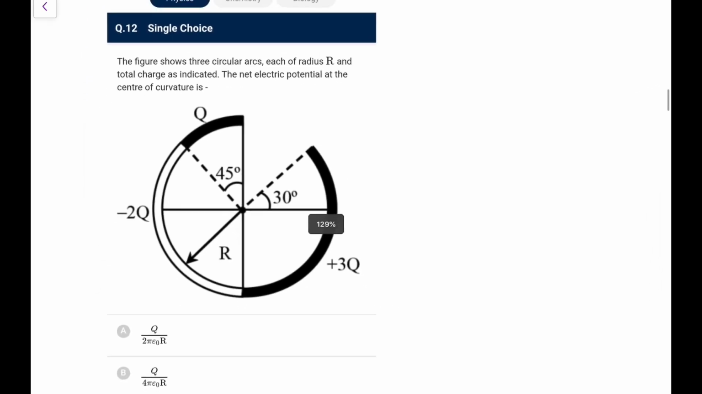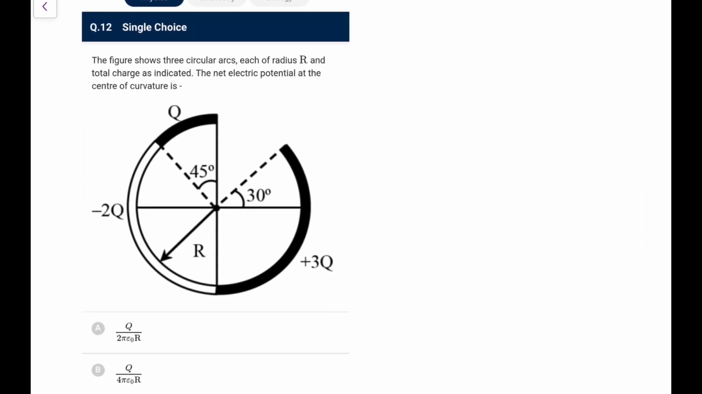The figure shows 3 circular arcs, each of radius r, with total charge as indicated: q, 3q, and minus 2q. Then its potential: because all points are at the same distance, I can directly say the total potential is the total charge at the same distance, which is 4q minus 2q, 2q, upon r. No need to check angle or anything, so it is 2kq by r, that is you can write it as q upon 2 pi epsilon naught r.